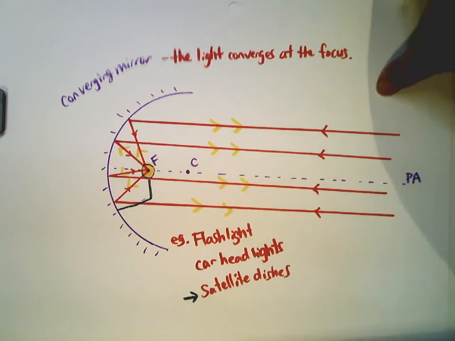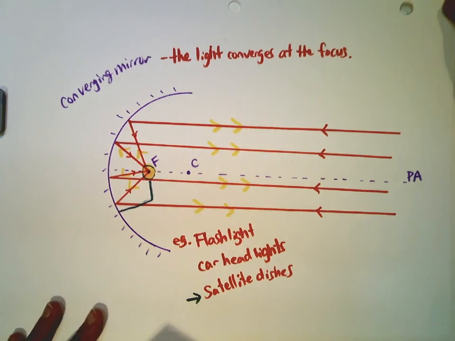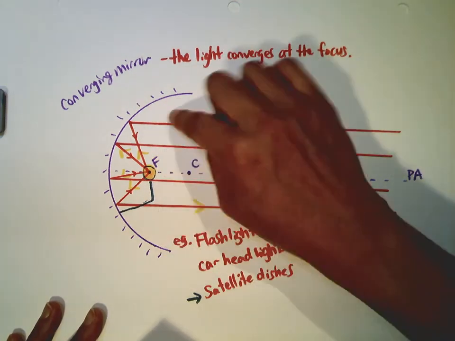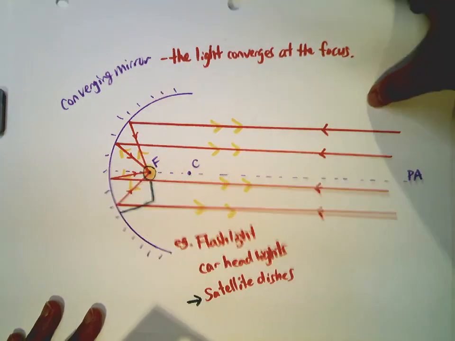All right, let's do the other type of curved mirror. This is when the inside is the backing and the outside is shiny. And we call that a diverging mirror. So let's draw another curved mirror.